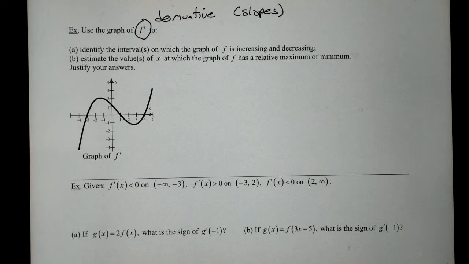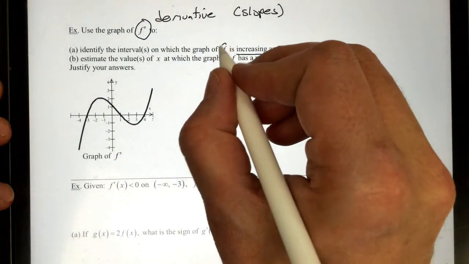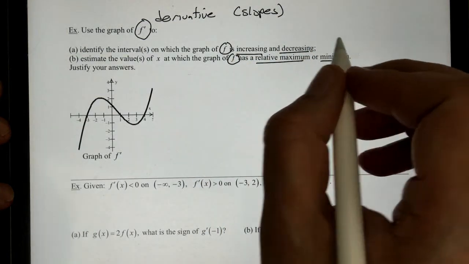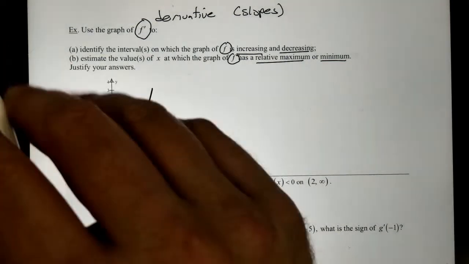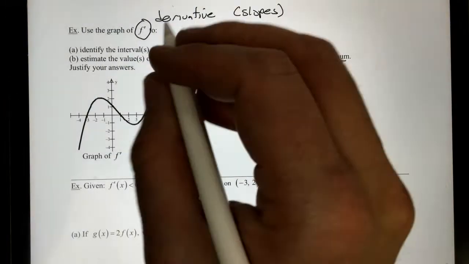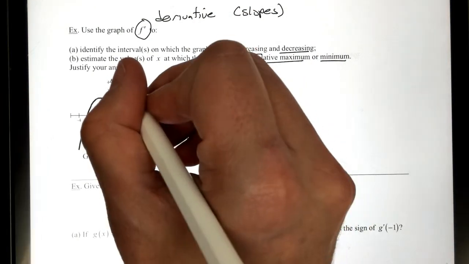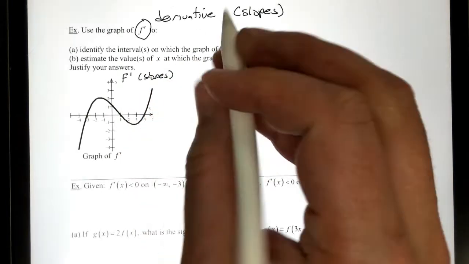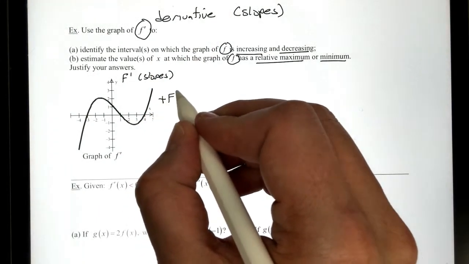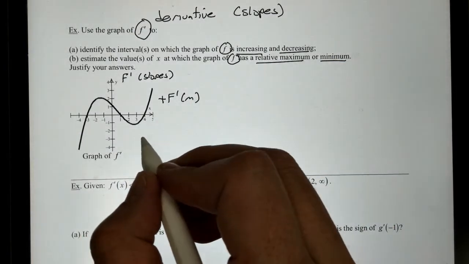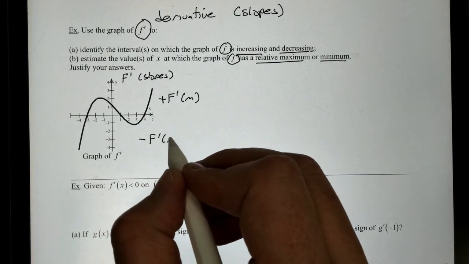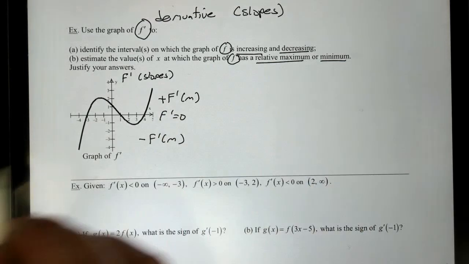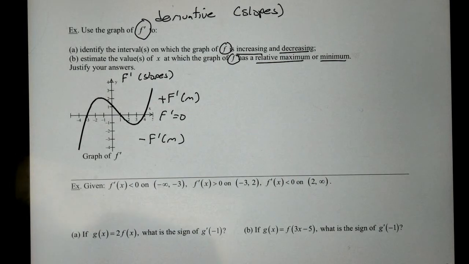We still want to find out where the graph of f of x, the function, is increasing, and where f has a relative maximum or minimum. So we've done this before. Given the graph of a derivative, we know if we're above the x-axis, remember, this is our derivative graph, it's the slopes, so we have a positive derivative or slope. Below the x-axis, the slope is negative. And our critical numbers occur on the x-axis where the slope is 0, where the derivative is 0.